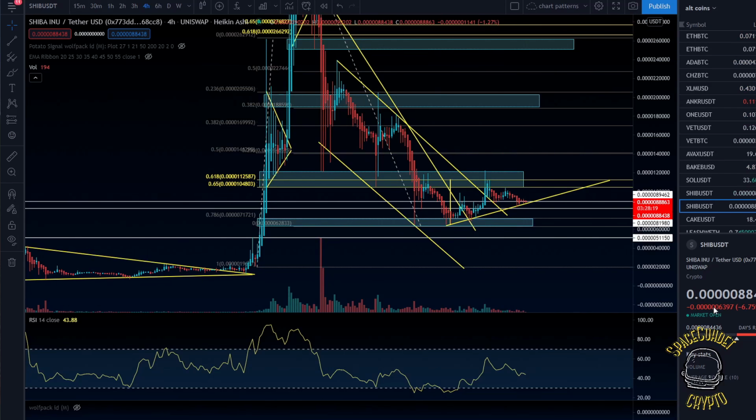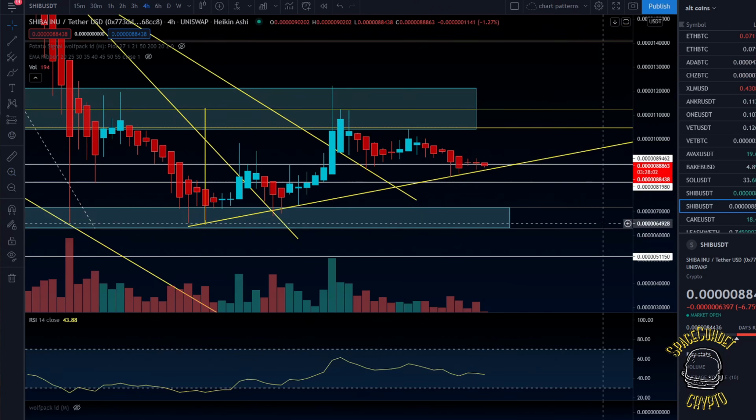Okay, so right now SHIB is trading at 0.000088 dollars, so almost to that 9 region. We did see a drop off here from yesterday's video when we reached a high around here around 10, but we did get a slight rejection. Let's zoom in a little bit more to see exactly what I'm talking about.